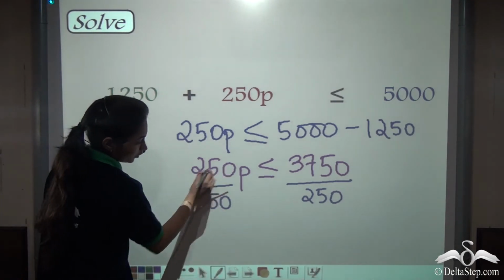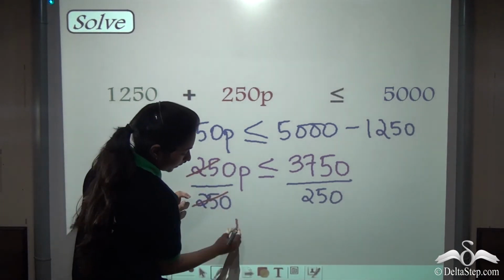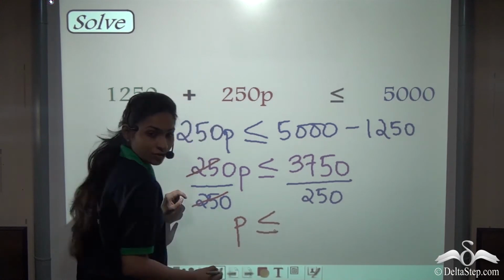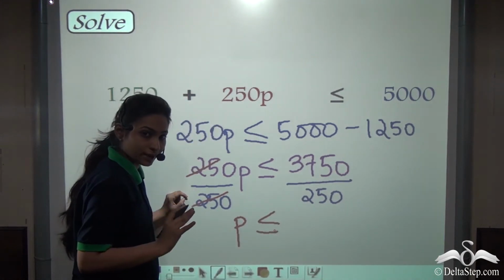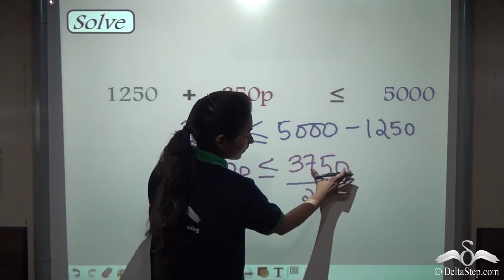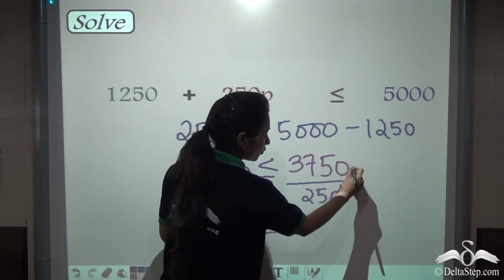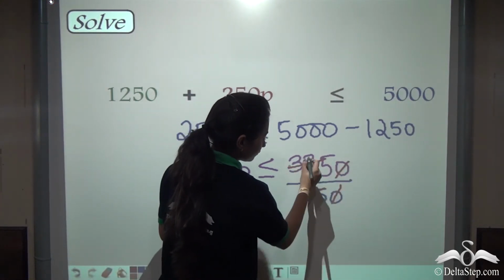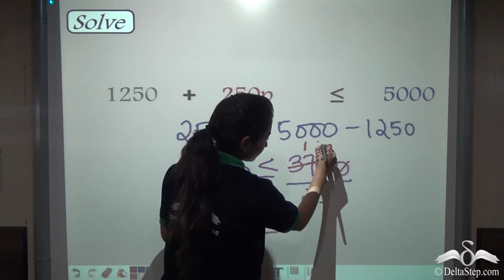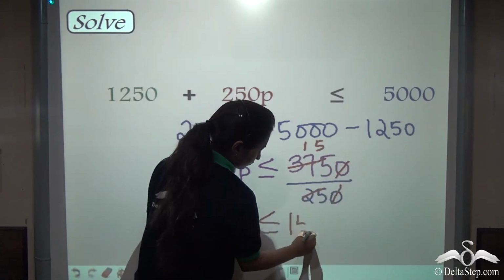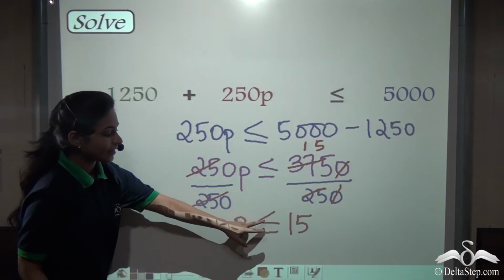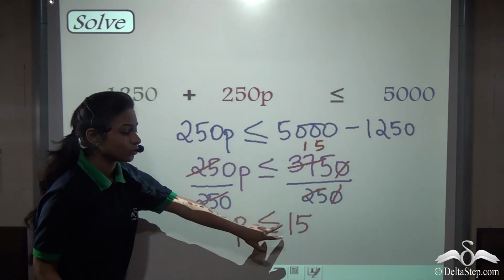Well, this side 250 gets cancelled. We are left with p. The sign does not change, as we are not dividing or multiplying by a negative number. 3750 divided by 250. What do you get? You get p less than or equal to 15.